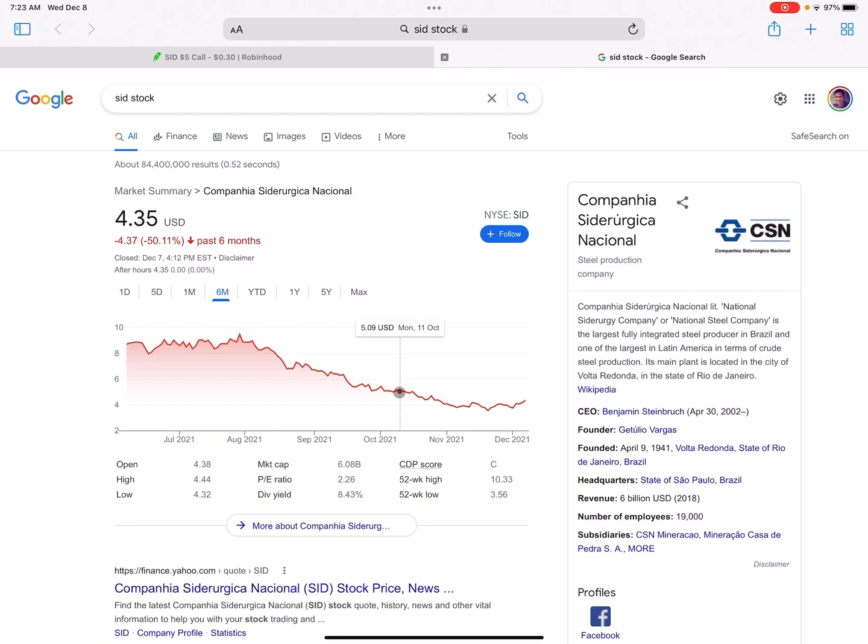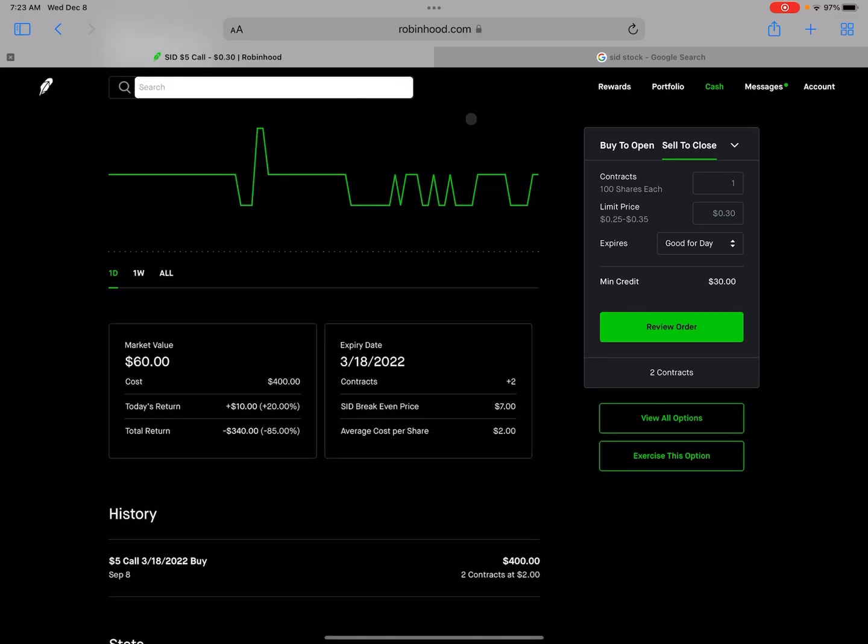Okay, so the whole steel industry as a whole has been down really a lot. I do think there's going to be a turnaround soon. I don't know when, but I'm going to hold on to it. So I'm definitely not going to close this. But if I were to close this position, the way you would do it is, because I had bought a call option, you do the exact opposite of what you did to open up the position.